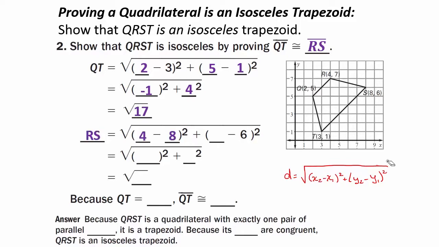RS is equal to 4 minus 8 squared plus 7 minus 6 squared. Simplify that to get negative 4 squared plus 1 squared. Take the square of the numbers and add it to get the square root of 17. Because QT is equal to RS, line segment QT is congruent to line segment RS. Because QRST is a quadrilateral with exactly one pair of parallel sides, it is a trapezoid. Because its legs are congruent, QRST is an isosceles trapezoid.